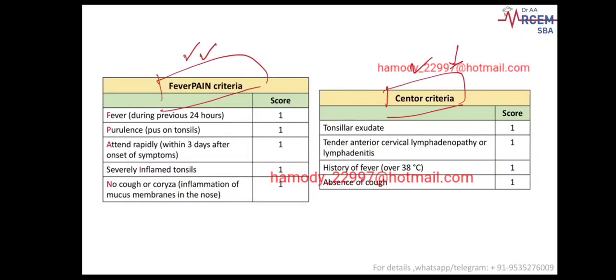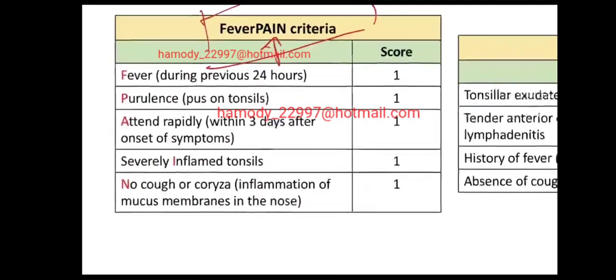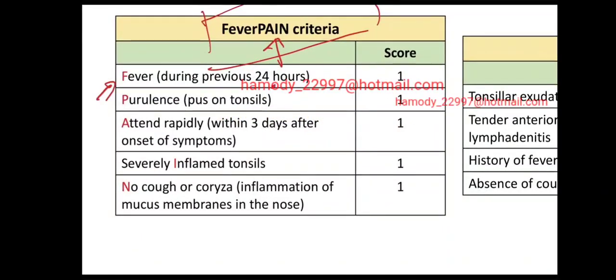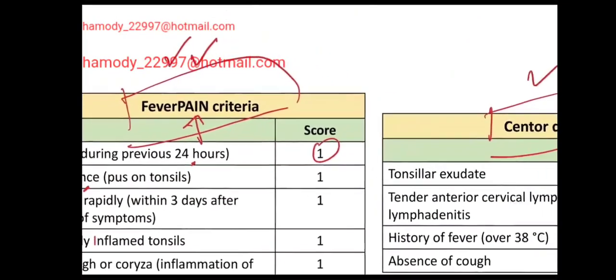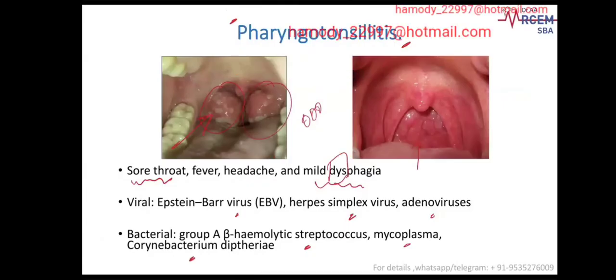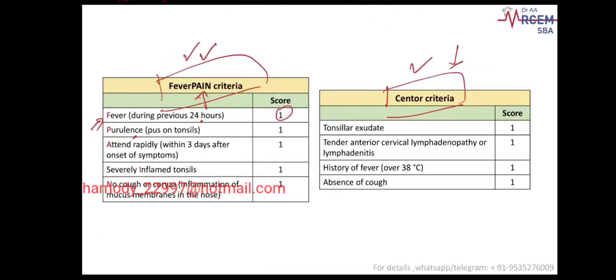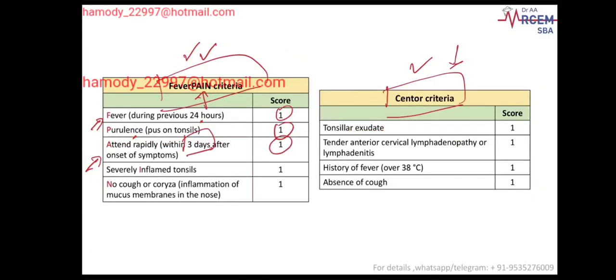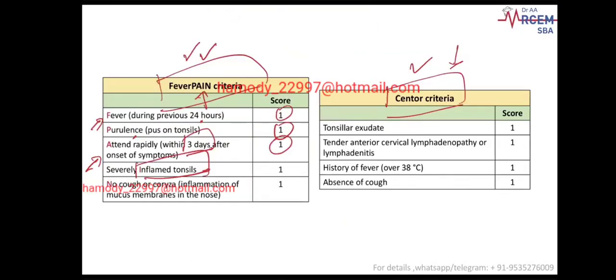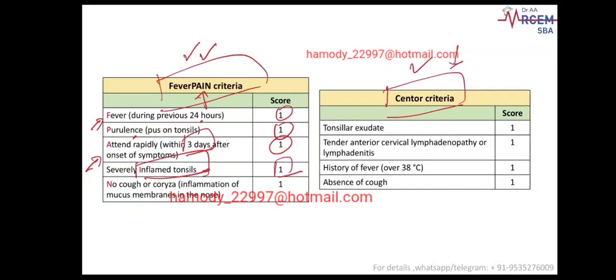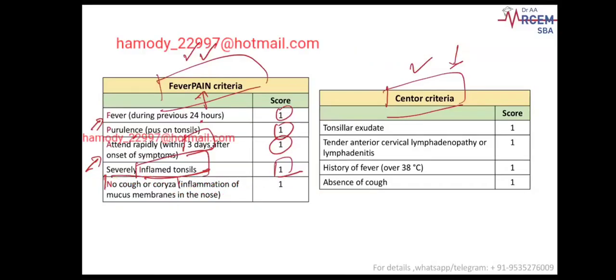Otherwise, do not use it. The FeverPAIN criteria itself is a mnemonic where F stands for a fever spike in the last 24 hours. That carries a point. P is purulence, that is pus on the tonsils. In the previous image, yes, there is pus. The yellowish color you're seeing is the pus on the tonsil, which has a point. A is attended rapidly. That means the patient has severe enough symptoms to attend the emergency department within 72 hours. Another point. I is inflamed tonsils. These are inflamed and enlarged tonsils along with the purulence present here, which gets a point.